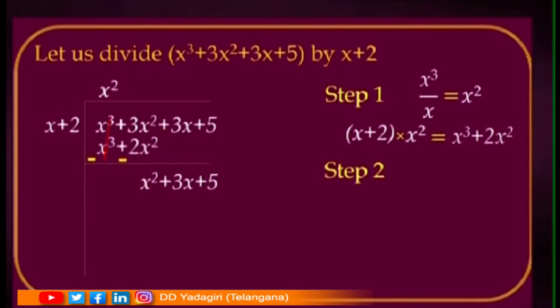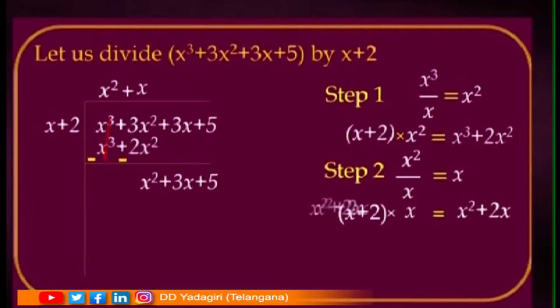Now you take the step 2 here. You take the first term as x square and the first term is x. So divide x square by x, you get x. Now this is going to be the second term of the quotient. So you get plus x here. You are going to multiply the x plus 2 with x here. You get x square plus 2x. So bring it down to the x square plus 3x plus 5.